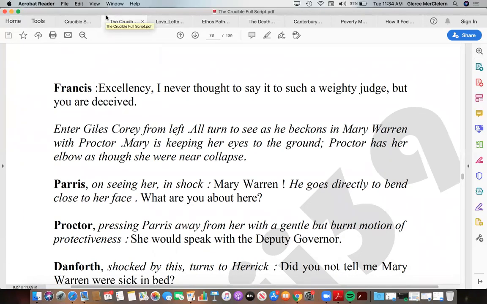Okay, so we're about to have Giles come in, and Mary Warren and Proctor are coming in. We had a Mary Warren before, but I don't remember who it was.